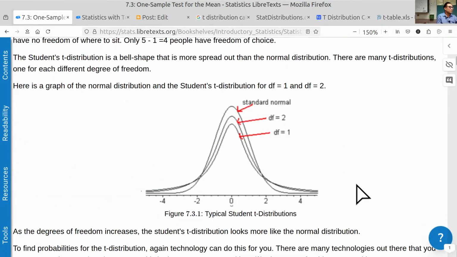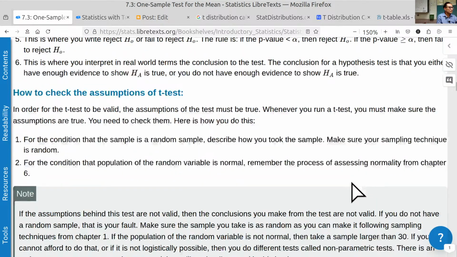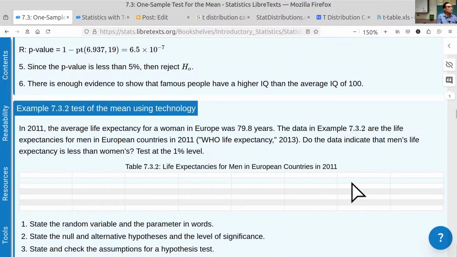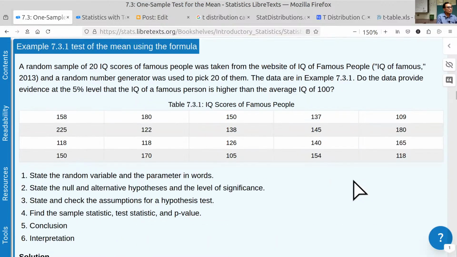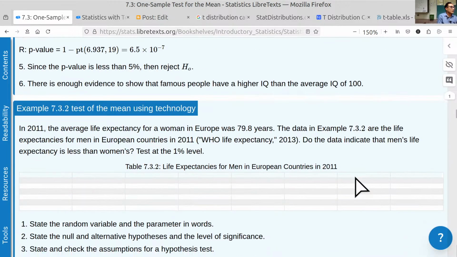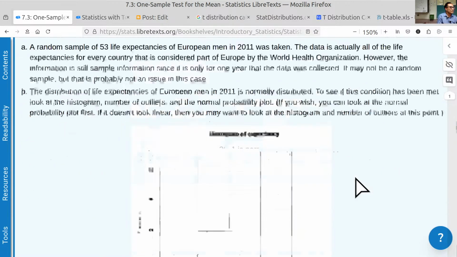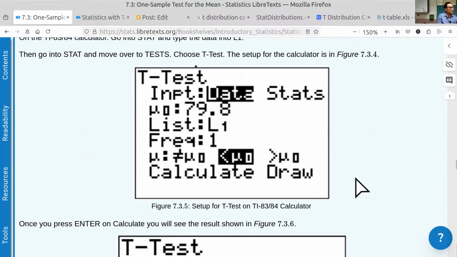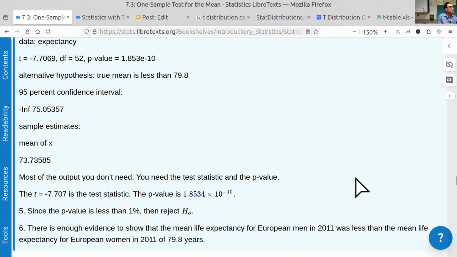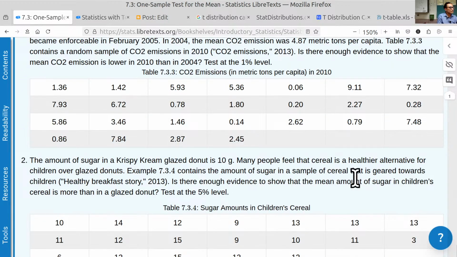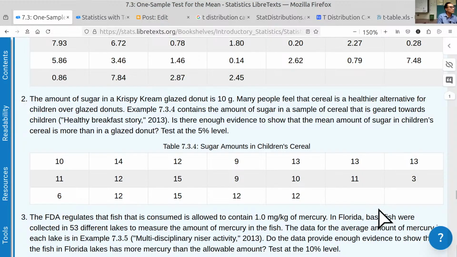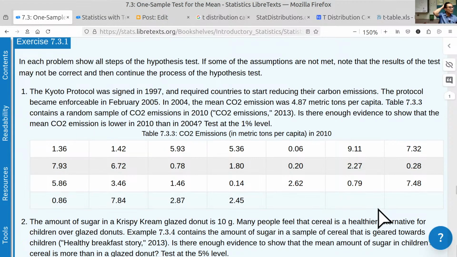Sorry, I think we can have one more question about this. Okay, how about this? Practice this one, exercise 7.3.1.